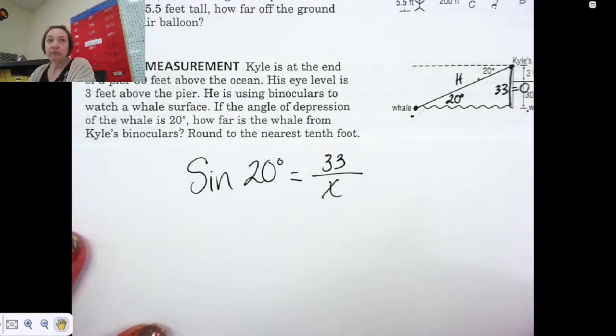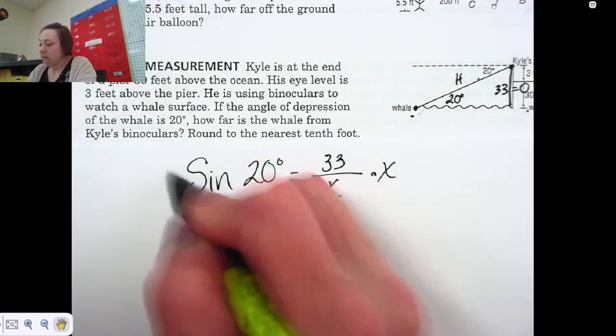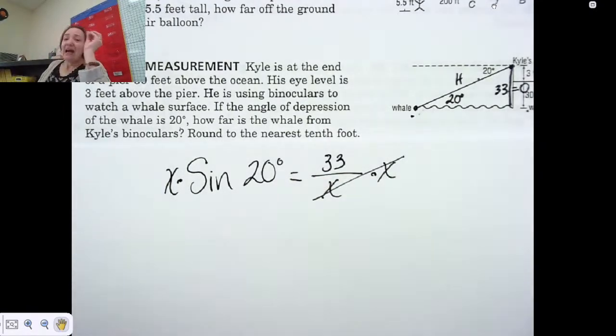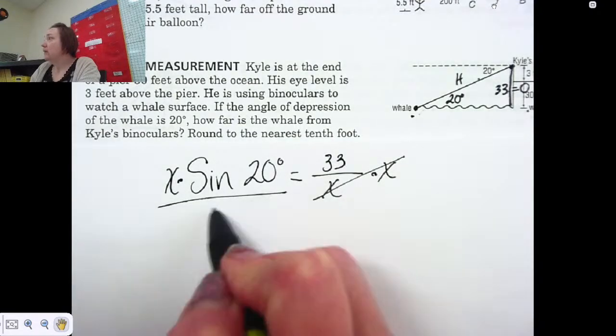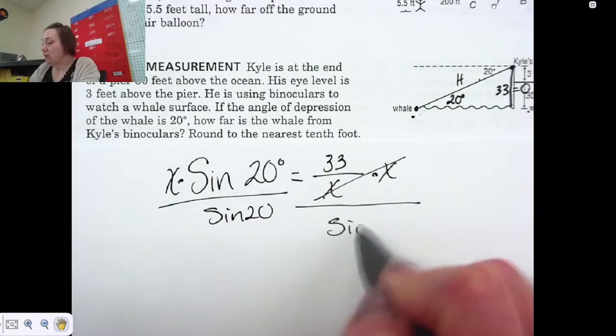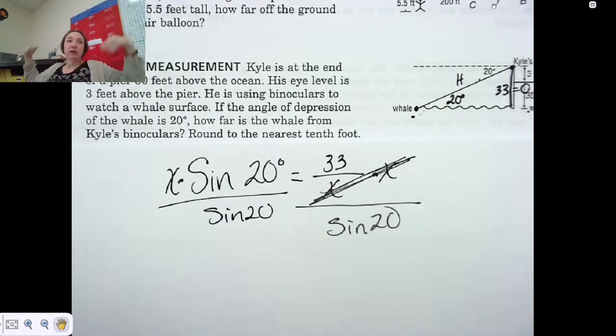We don't know it. Now, our solving of this is going to be exactly like the one we just did. What are we going to do to solve it? Multiply times x, because x is in the bottom. We got to move it. Now, I am not going to bother rewriting that, y'all. Because what's our next step going to be? We're going to divide by the sine of 20. And over here, we're dividing that 33 by the sine of 20. Those x's are gone. We just got 33, right?